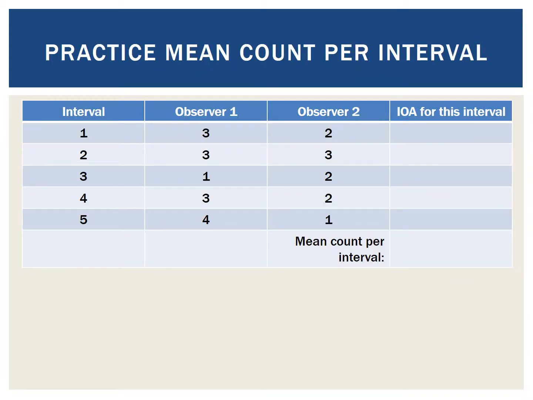This is just a little practice here, not that you actually would need to do it. So here we've got 5 intervals of time and we have 2 observers. So we would compute percentage agreement for each of these pairs. So the first would be 2 divided by 3, 3 divided by 3, which is 100%, 1 divided by 2, 50%, 3 divided by 2, and 1 divided by 4, which would be 25% agreement. So we take all of those percentages, add them up, and divide them by 5, and that would give us the average mean count per interval.